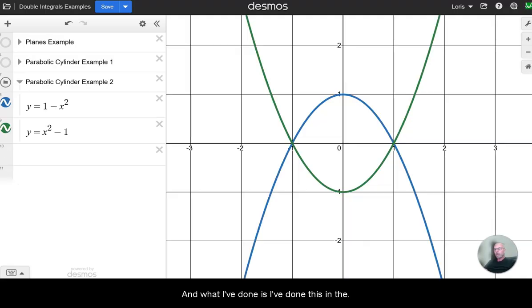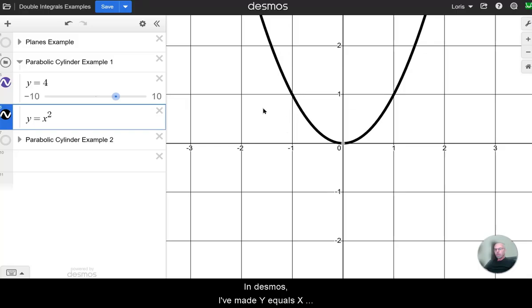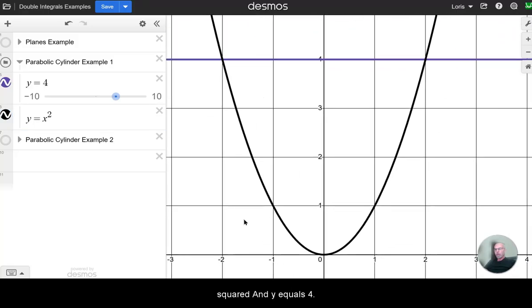And what I've done is I've done this in Desmos. I've made y equals x squared and y equals 4. And so it looks like our limits of integration will be x squared to 4, and then whatever these are, probably negative 2. Yeah, negative 2 to 2.